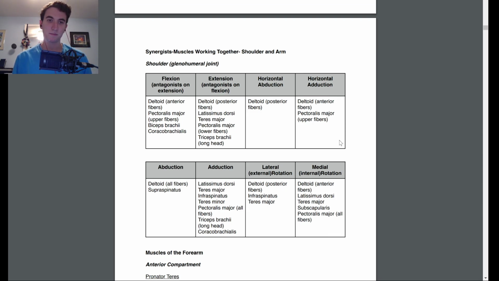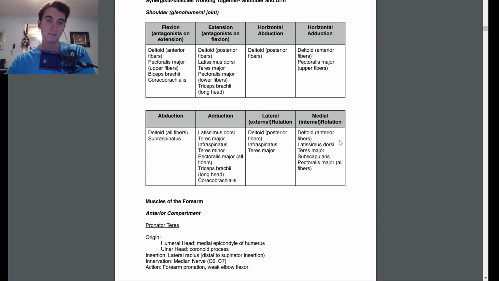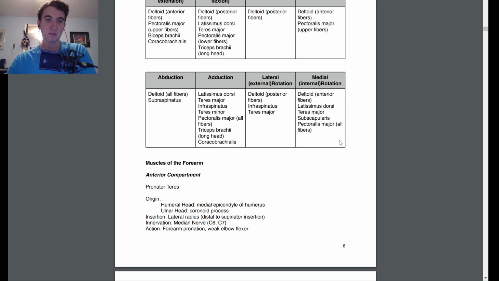Horizontal abduction is from the deltoid posterior fibers, and horizontal adduction comes from the deltoid anterior fibers and pec major upper fibers. Abduction comes from the deltoid, all the fibers of it, and the supraspinatus. Adduction comes from the lats, teres major, infraspinatus, teres minor, pec major, all of the fibers, triceps brachii, the long head specifically, and the coracobrachialis.